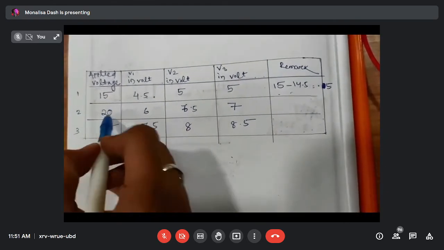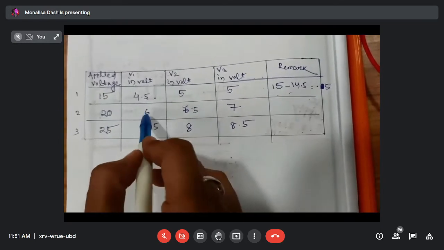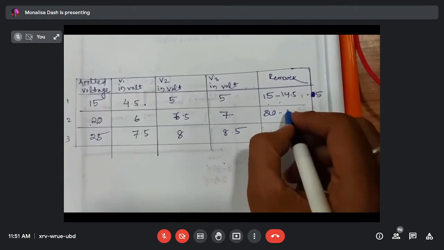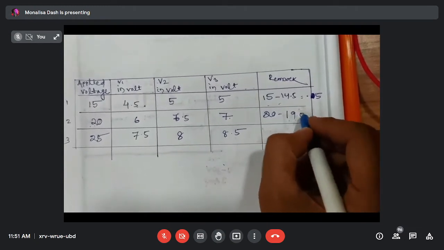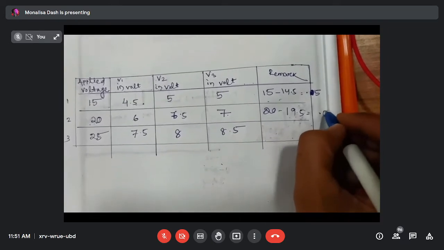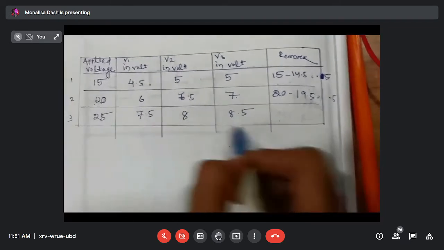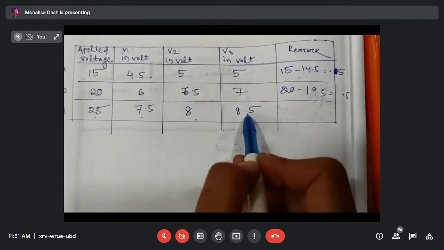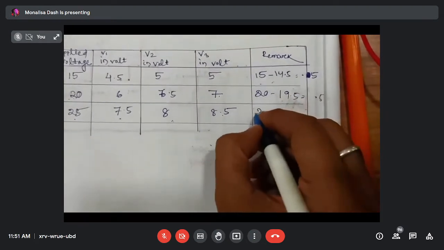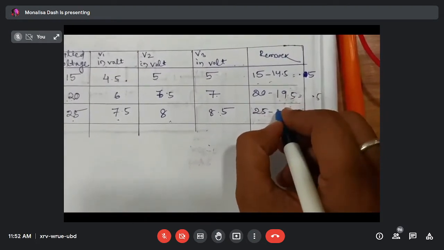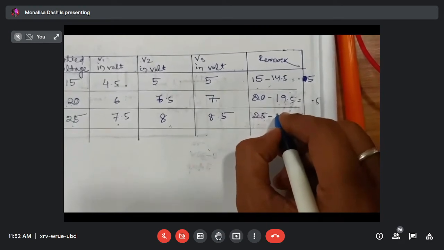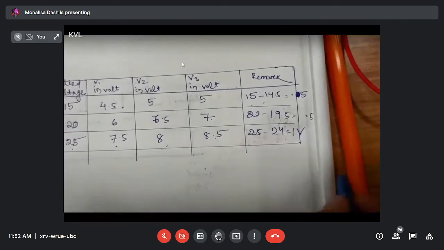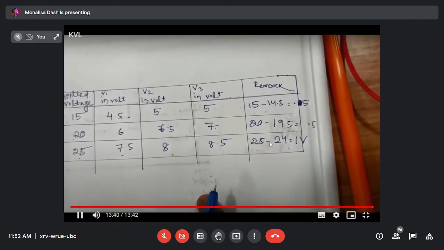According to the second observation, applied voltage is 20, and the summation of these three voltmeters is 19.5, so the error is also 0.5. And for the third calculation, the applied voltage is 25, and the summation of 7.5, 8 and 8.5 is 24, so the error is 1 volt, which means our KVL is verified. Thank you.